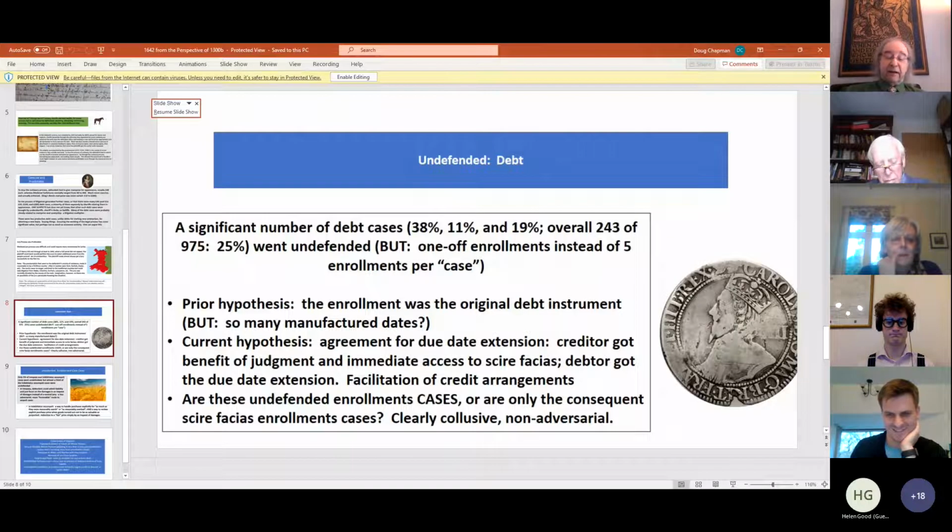And it's just astounding how many undefended debt cases there are, and they're all done in one term. In other words, there's no prior process.